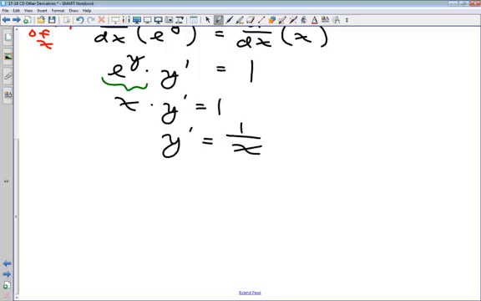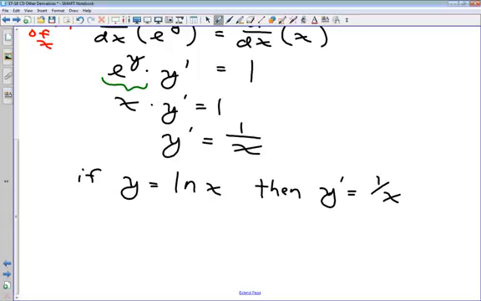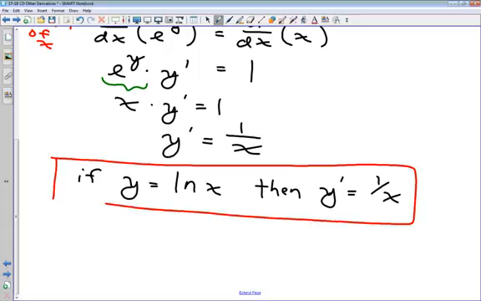And that's our answer. So if y is equal to ln x, then y primed is equal to 1 over x. And that's our derivative rule for the natural logarithm. Okay? Derivative of the natural log function is 1 over x.